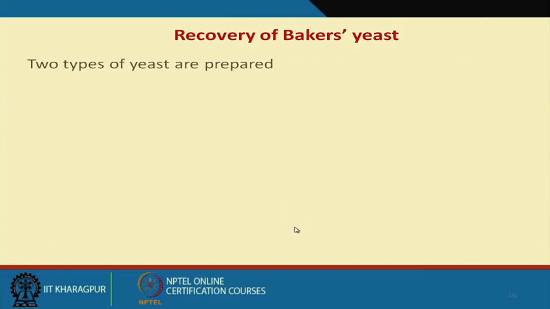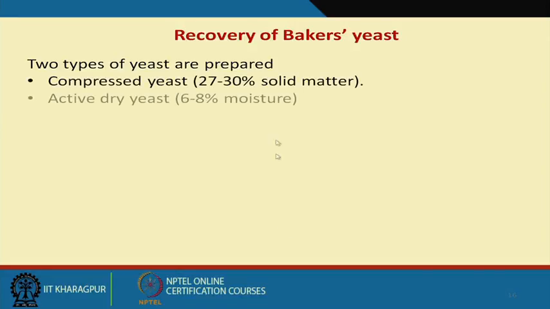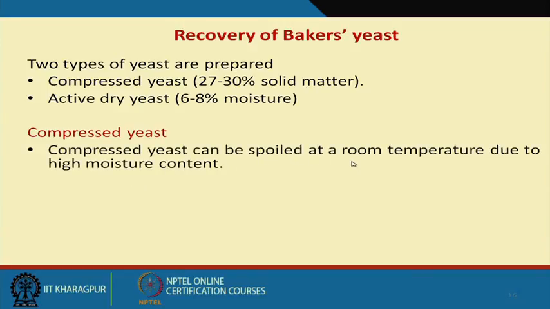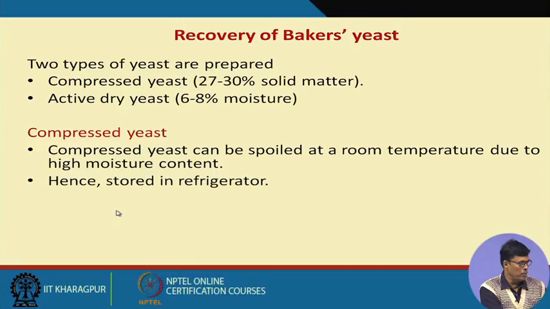Then two types of yeast are prepared. I told you, compressed yeast and active dry yeast. Compressed yeast contains about 27 to 30% solid matter, and active dry yeast about 4 to 8%. I told you it is 6 to 7%, but it is usually 4 to 8%. Compressed yeast can be spoiled at room temperature due to high moisture content, hence it is stored in refrigeration.